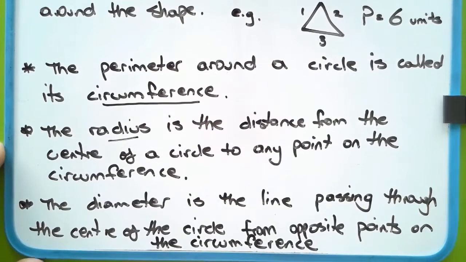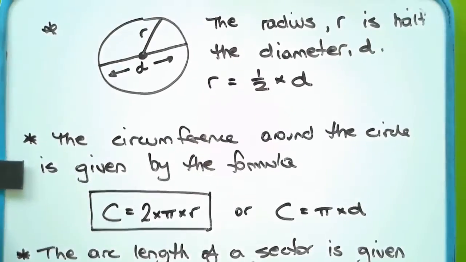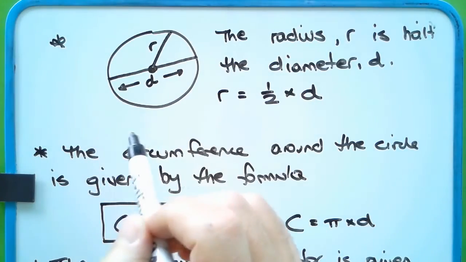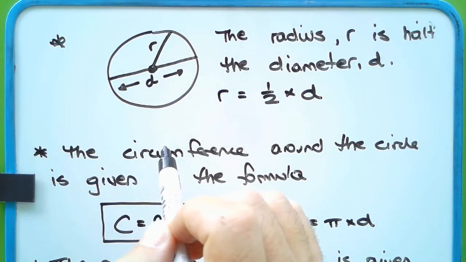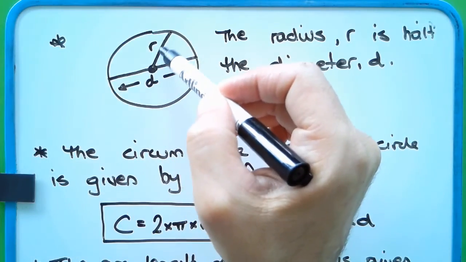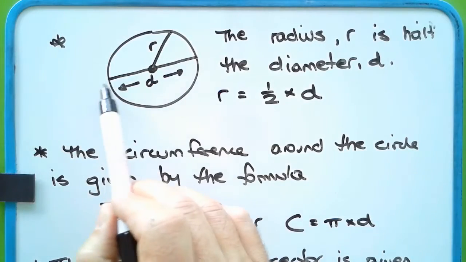And the diameter, that's another term that's actually related to the radius. The diameter is the line passing through the center of the circle from opposite points on the circumference. Okay, the circle's not exactly circular. I did my best to try to draw that freehand, but basically the radius is this line here marked with the R, and the D is the length of the diameter.